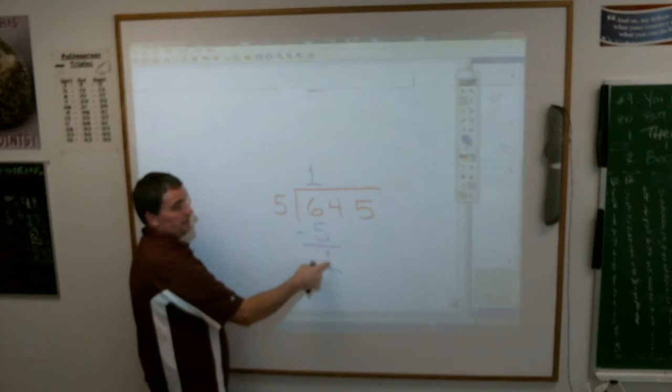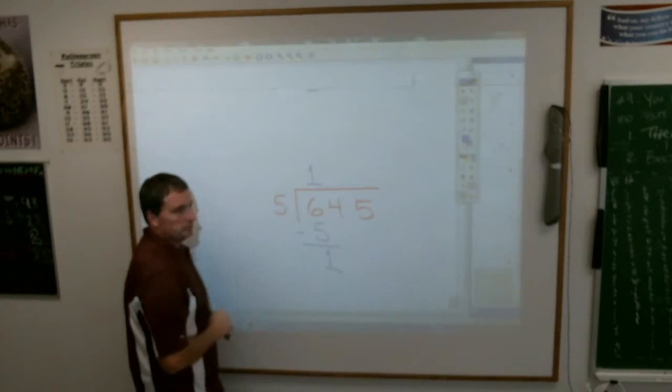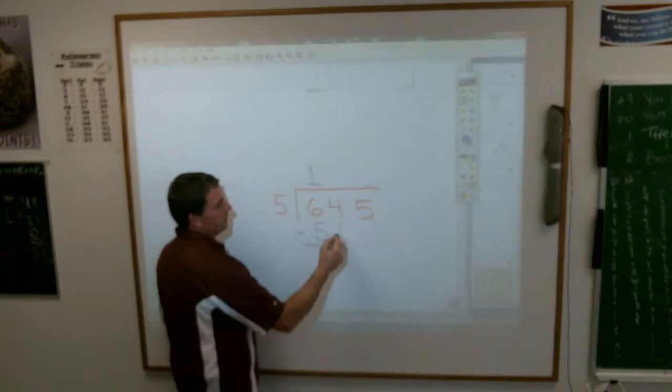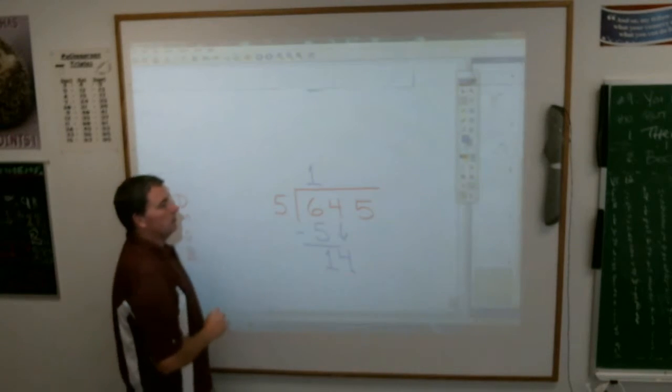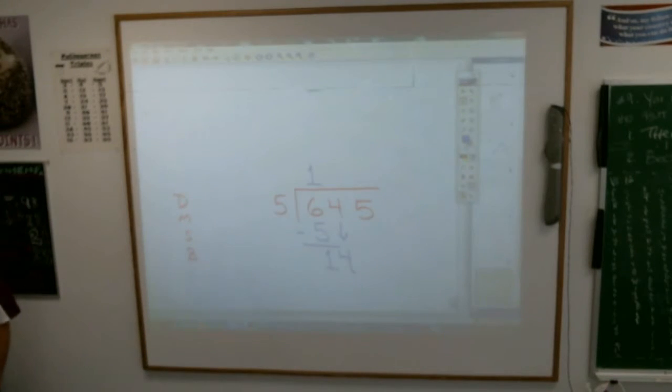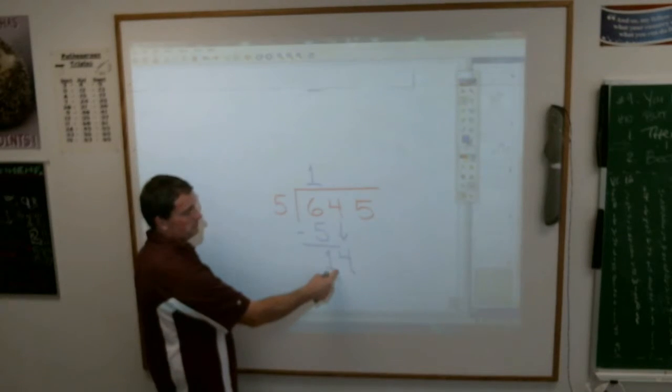I check to make sure this answer is less than my dividing number. And then my next step is to bring down. Write the arrow and bring it down. Start the whole process again. Does 5 go into 14, Amelia? Yes. How many times? 2 times.